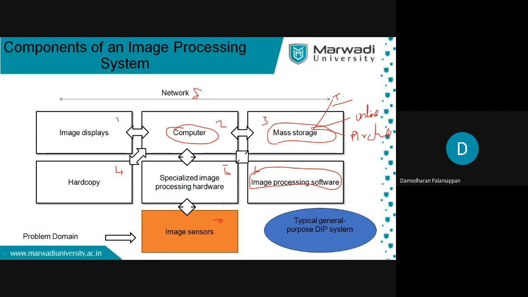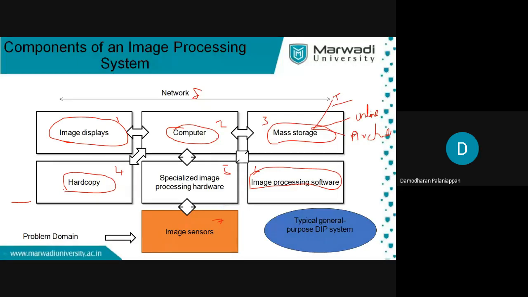So mass storage is divided into three types. One is temporary storage of the image for the processing. The second is online storage, where we can do online image processing. The third one is permanent storage, which we can call an archive. The next is display, where the image is displayed on the screen. It may be a flat screen, TV, or monitor. Finally, hard copy. Hard copy is how the image is transferred onto paper by using printers.